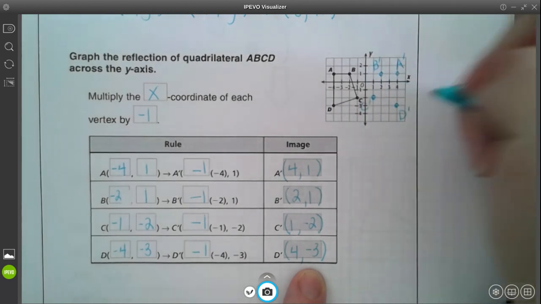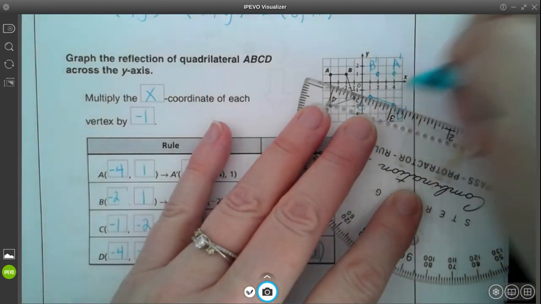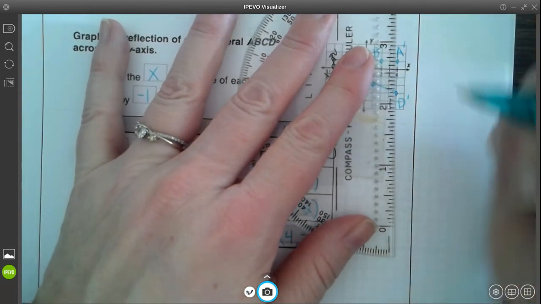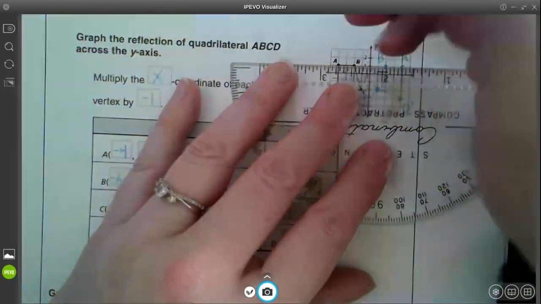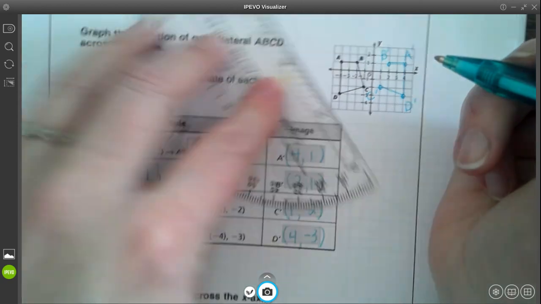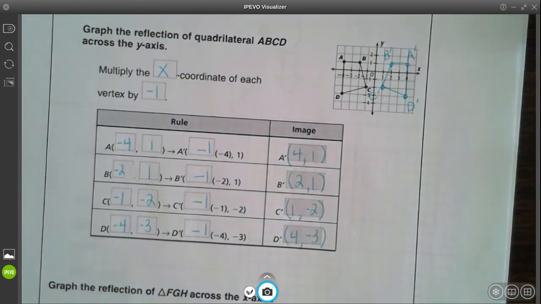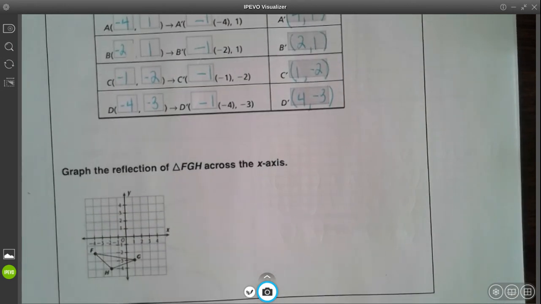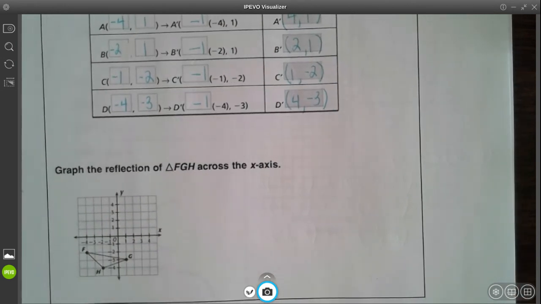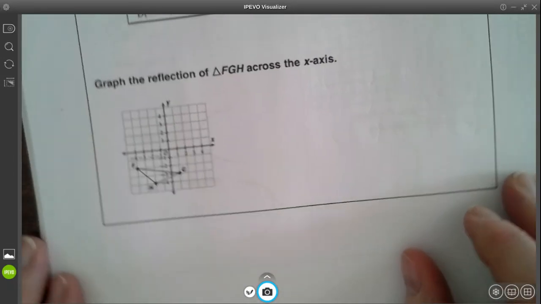Okay, so a reflection is the same as a translation in that you're going to get a congruent image. Okay, they should be the same shape and size. It's just that one is going to be a reflection, which means a flip or a mirror image of the other one. Okay, the last one says graph the reflection of triangle FGH across the x-axis.